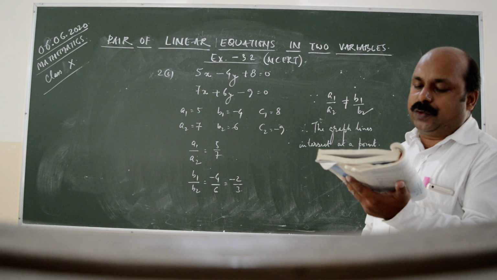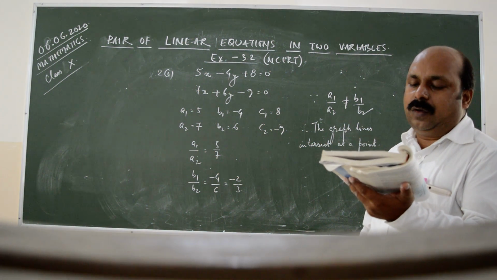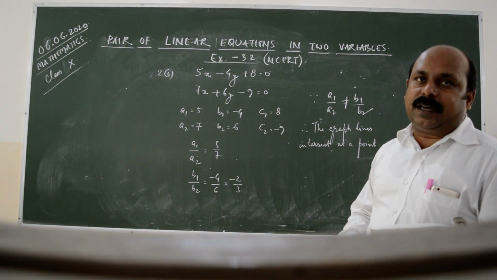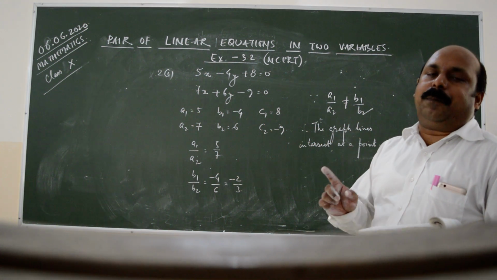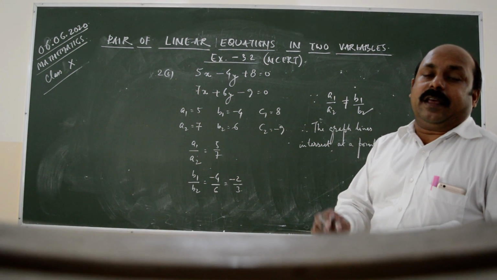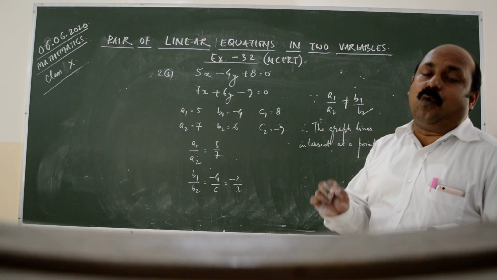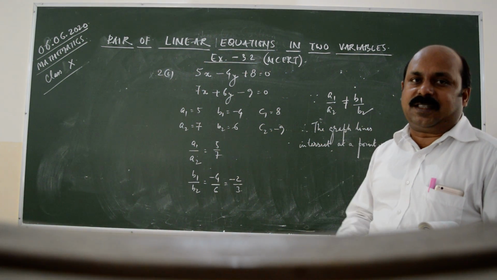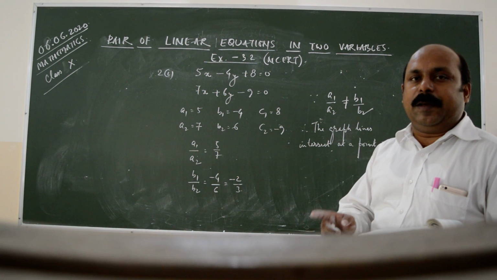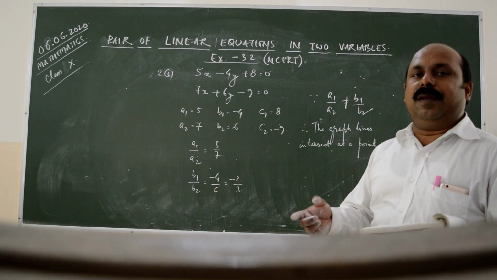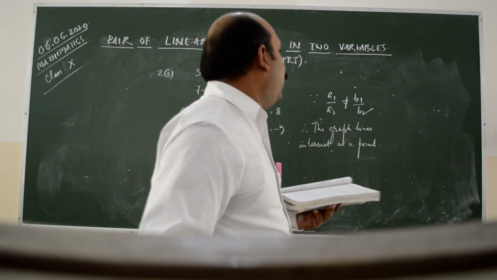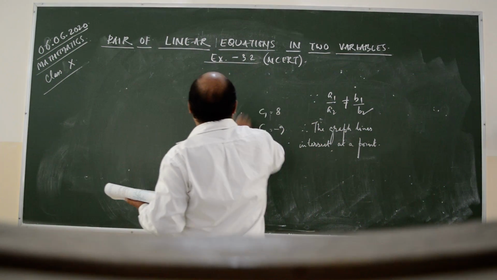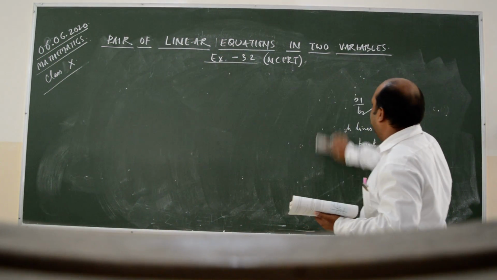On comparing the ratios of A1, A2, B1, B2 and C1, C2, you have to find out whether the following pair of linear equations are consistent or inconsistent. A pair of linear equations is said to be consistent if it has at least one solution. It means for a unique solution and for infinitely many solutions, the pair of linear equations will be consistent, and for no solution, it will be inconsistent. So just by comparing the ratios, we need to find out whether the given pair of equations is consistent or inconsistent. So let us proceed.